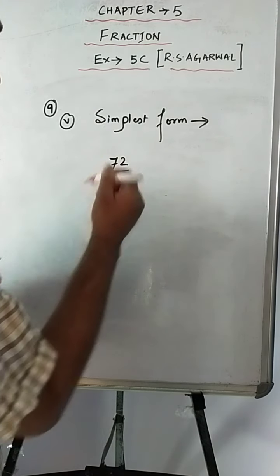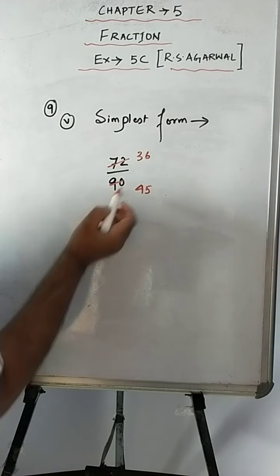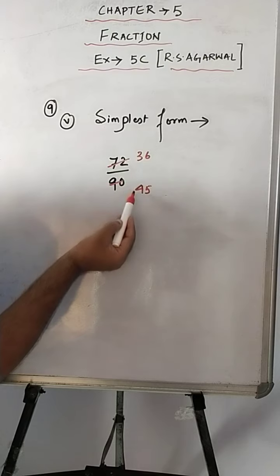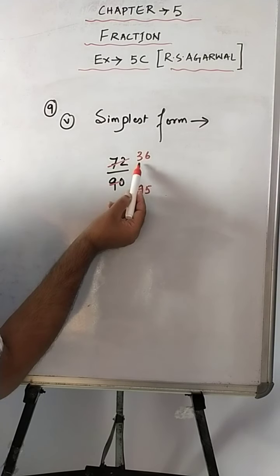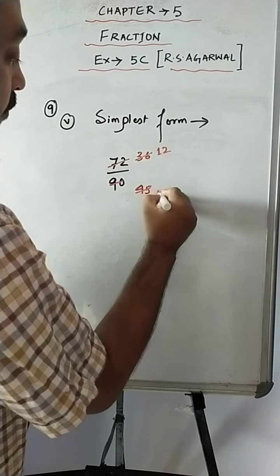So we can reduce these two numbers by 2. That is 2 36s are 72, 2 45s are 90. Now, do these two numbers have only 1 as a common factor? No, we have 3 also. So we have to reduce it. So 3 12s are 36, 3 15s are 45.